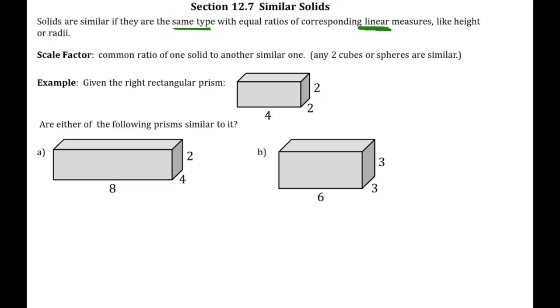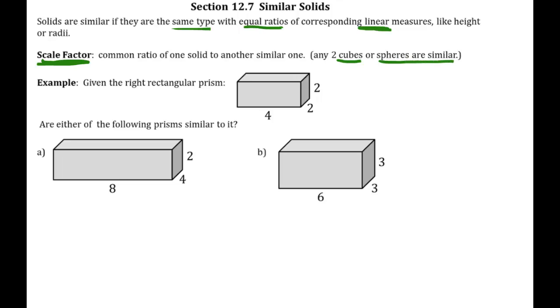So the scale factors are the same for the linear measures, like height or the radii between the two. If those are in equal, corresponding ratios, then they're similar. Again, we're going to be talking about the scale factor between these similar solids, which is the common ratio of one solid to another similar one. And just for your notes, any two cubes must be similar, as well as any two spheres.